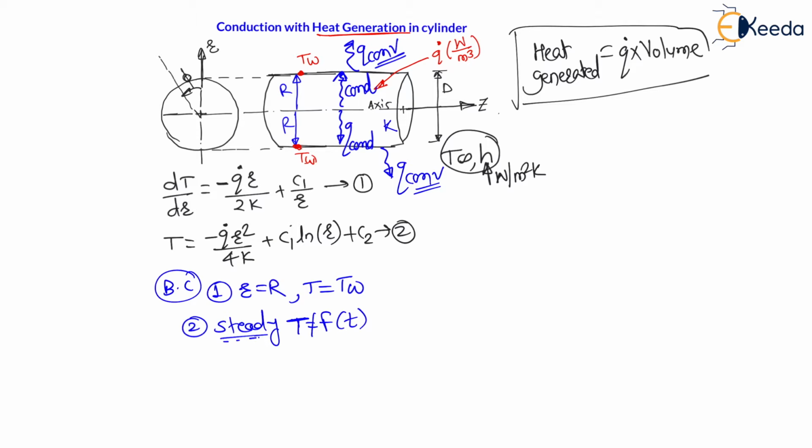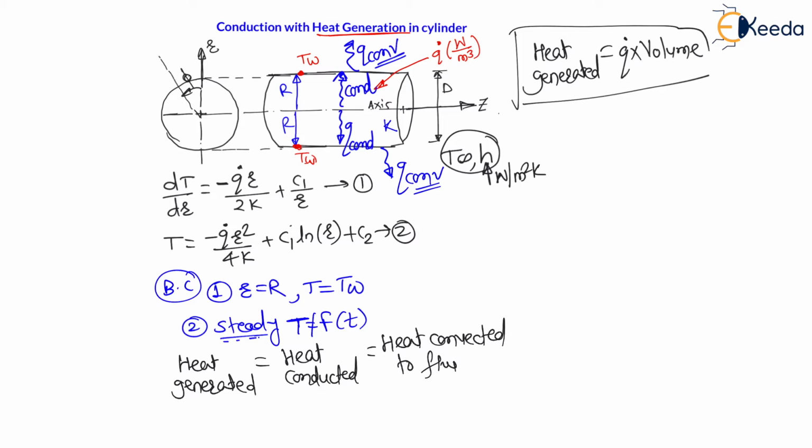Therefore for steady state conduction we can say heat generated must be equal to heat conducted through the cylinder, which must be equal to heat convected to the outside fluid. This is how we write the steady state condition. So let us equate this. Heat generated is q dot into volume. Therefore q dot into volume is equal to heat conducted.